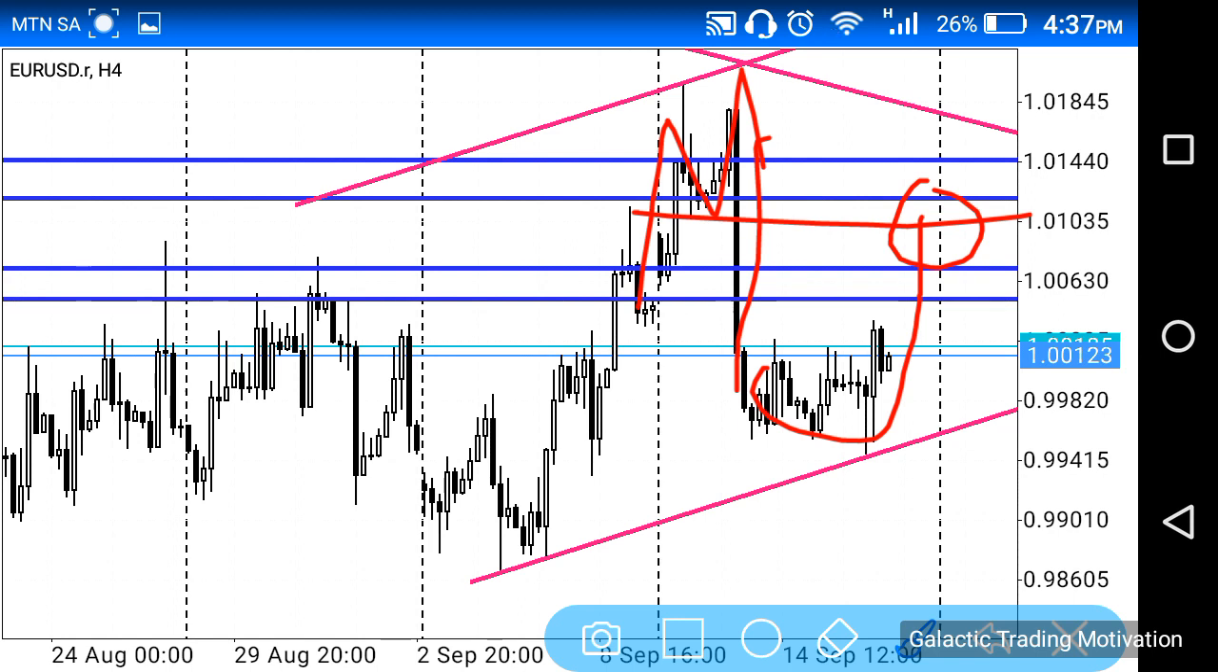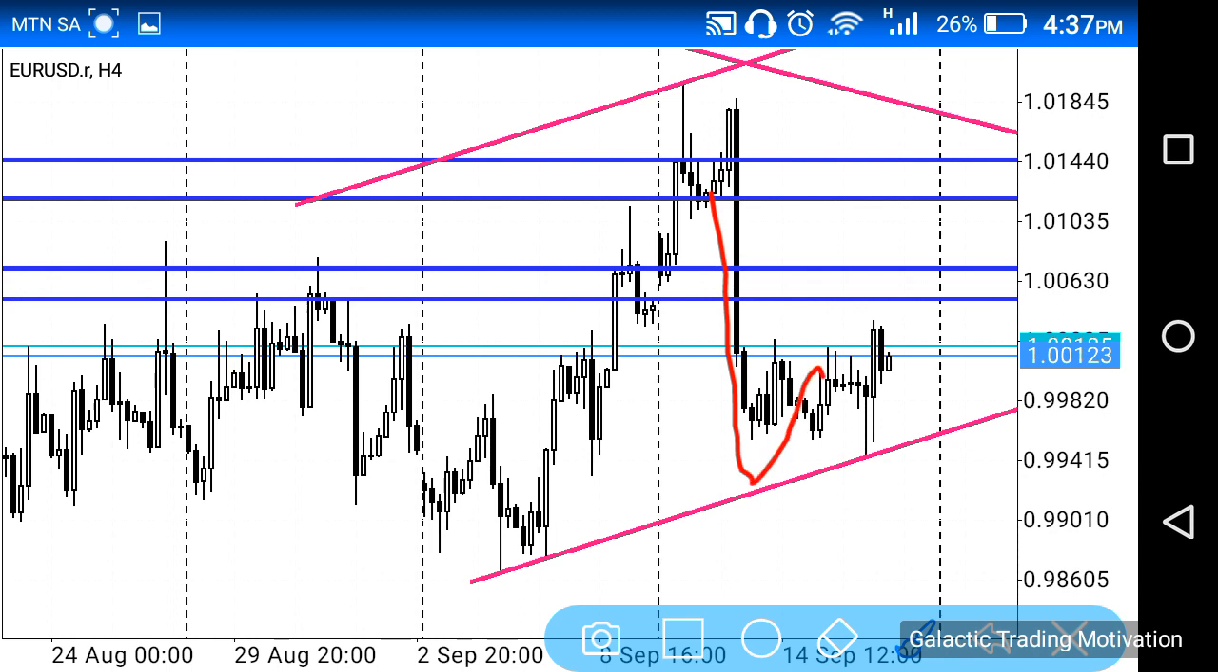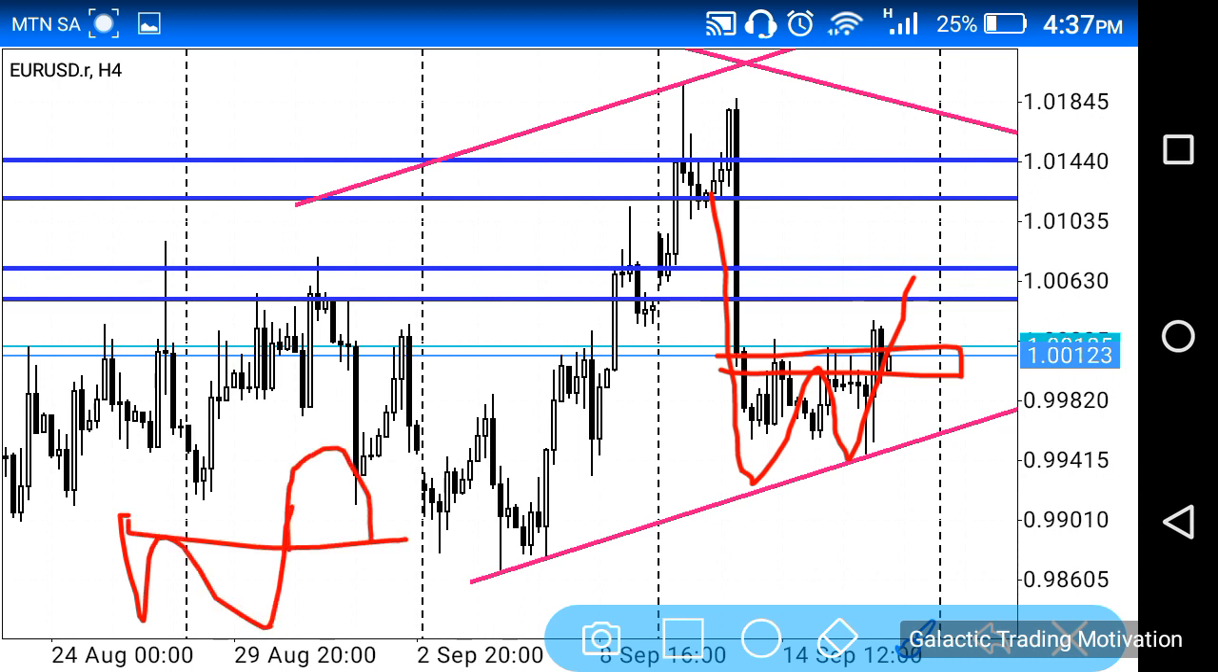To add to that, we also have at this level, right, an overextended W structure, as you guys can see, which has a neckline at that point, right? And as I said, guys, when it comes to W structures, we want to see price break the neckline to the upside and then come back to the bottom side, and this is where we would look for further buying opportunities, right?